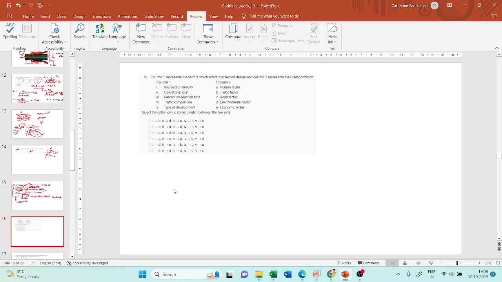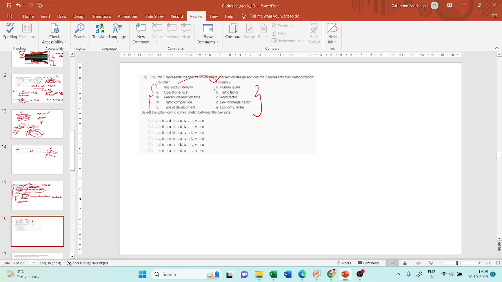Now column 1, the next question is, column 1 represents the factors which affect intersection design, and column 2 represents their categorization. So what do you think will be the probable factors that could affect the intersection design? Okay, they have identified 5 factors, which are these. Now you have to see which factor of column 1 will fall under column 2.